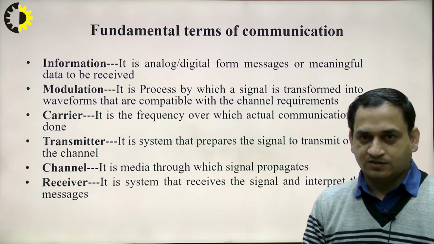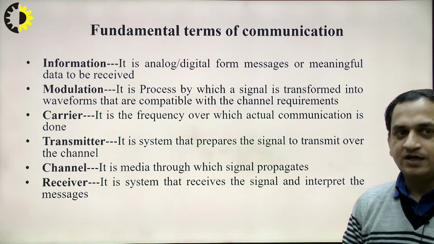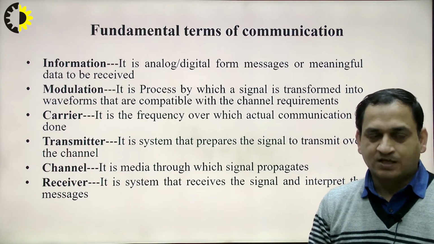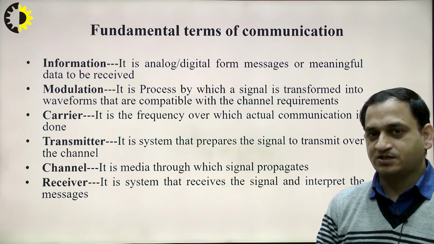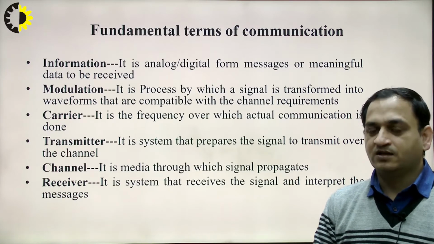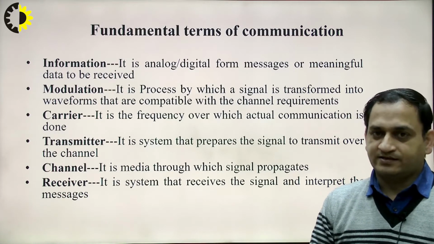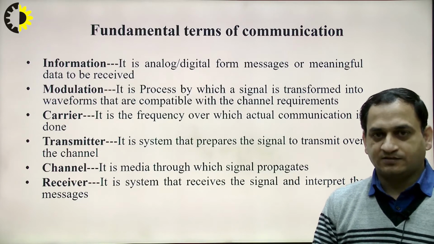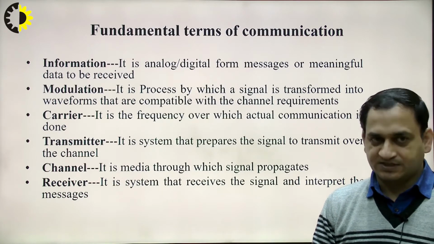Next is modulation. What is modulation? It is a process by which a signal is transformed into waveforms that are compatible with the channel requirements. This is one of the main factors in wireless or any kind of communication system. Without modulation we cannot transmit the signal from one point to another point over a long distance. Next is the carrier. The carrier is a frequency over which the actual communication is done. This carrier is the part through which the modulation takes place.